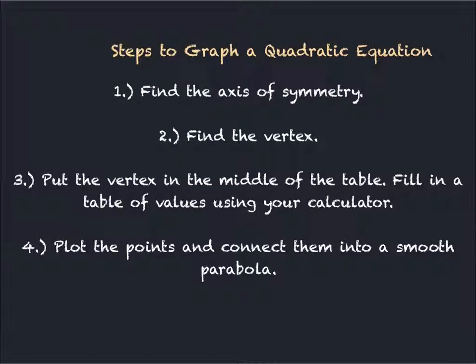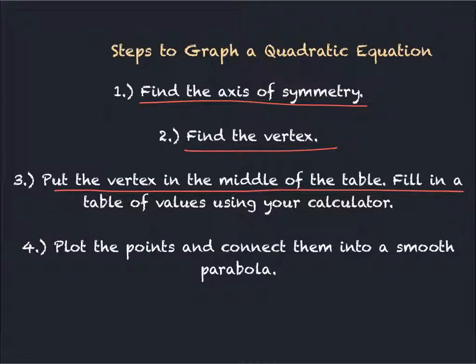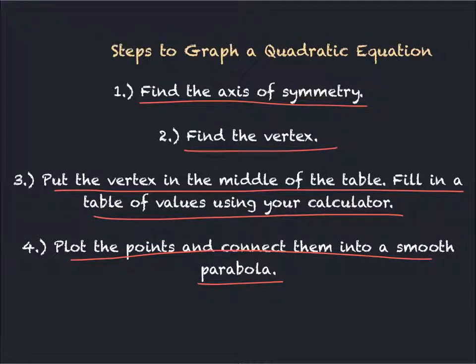Now, quickly, how do we graph quadratic equations? We find the axis of symmetry. Quadratic equations in standard form, I should add. We find the axis of symmetry, find the vertex, put the vertex in the middle of your table, and then fill in the table values using a calculator. And then plot the points and connect them into a smooth parabola. Pause the video, write these steps down. We're going to do one example where we graph these.